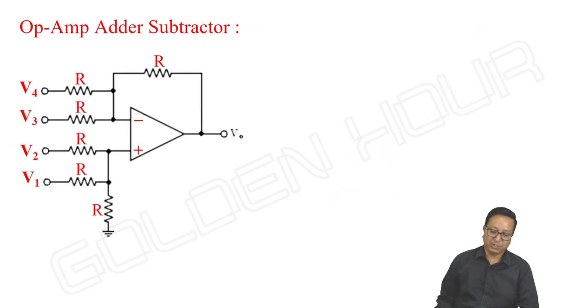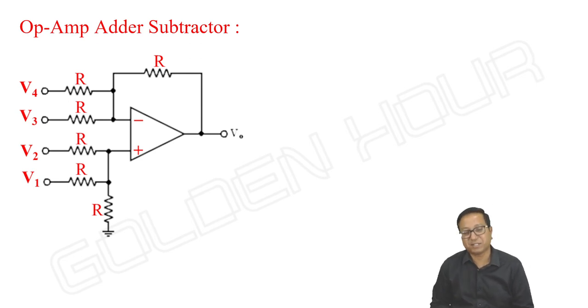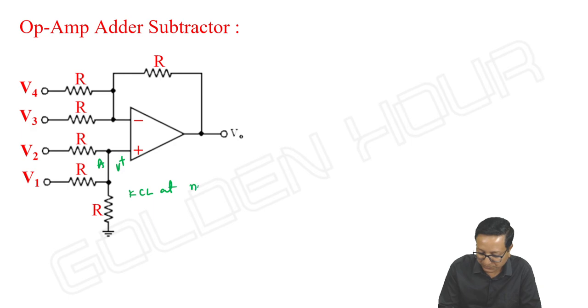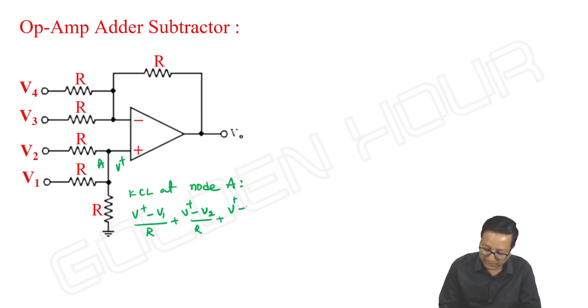And the adder subtractor circuit, a circuit which performs both addition and subtraction. Okay. See here, let me take first, it is V plus. Then let me take it as node A. KCL at node A. It is V plus minus V1 by R plus V plus minus V2 by R plus V plus minus 0 by R is equal to 0. R cancel. So V plus is equal to V1 plus V2 by 3.